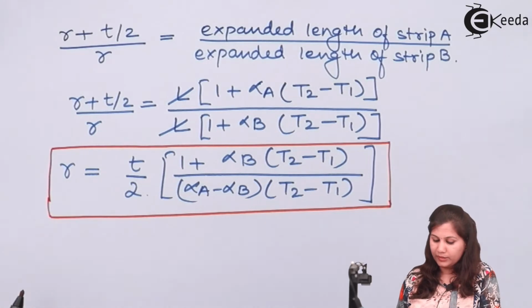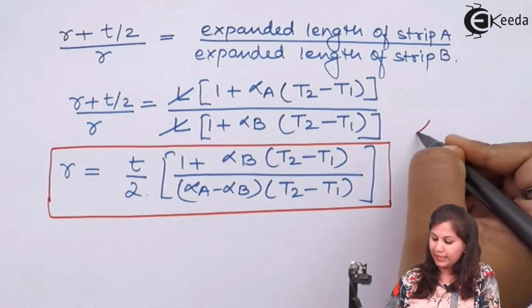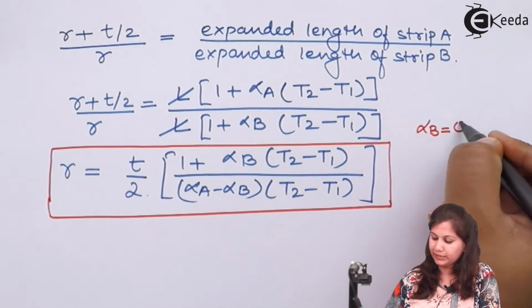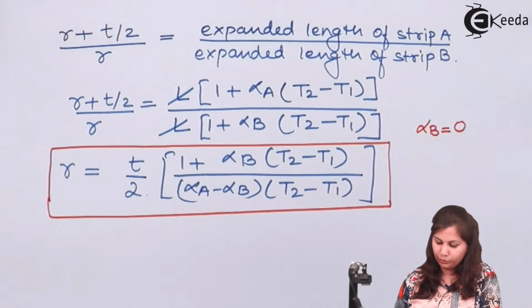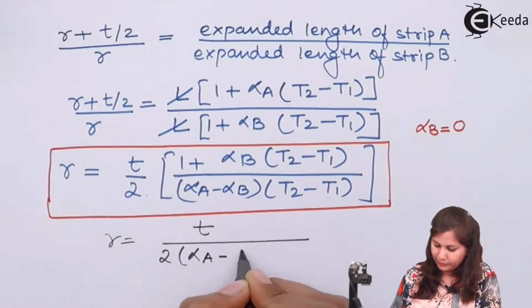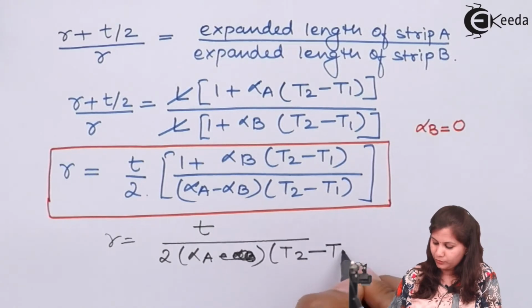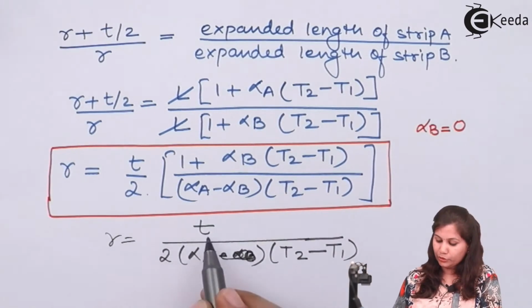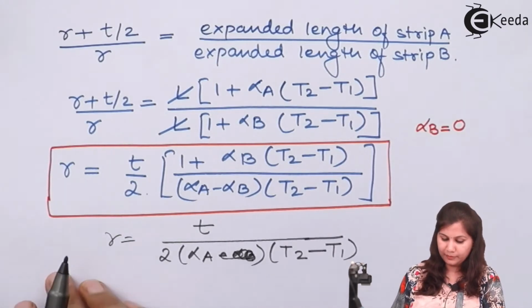Now in this equation, suppose that one of the metals has a very small thermal expansion coefficient, say metal B has the smallest, so let it be equal to 0. Then this term can be neglected and R is equal to T upon 2 alpha A minus alpha B, T2 minus T1. Since alpha B is 0, R is equal to T upon 2 alpha A, T2 minus T1. So if we see this relationship, it means that the deflection is directly proportional to the change in the temperature.